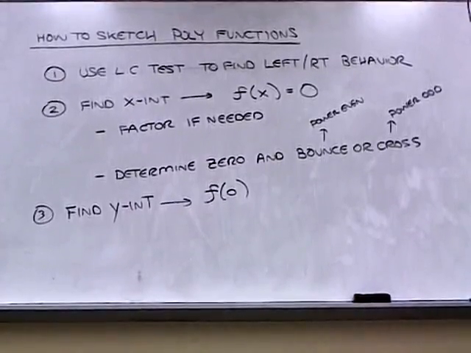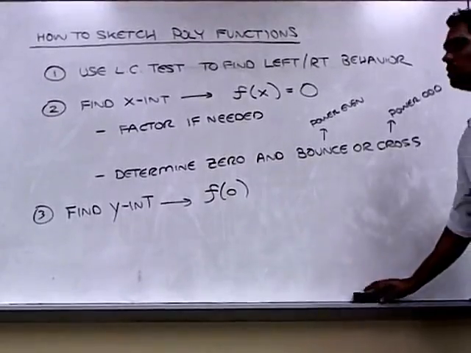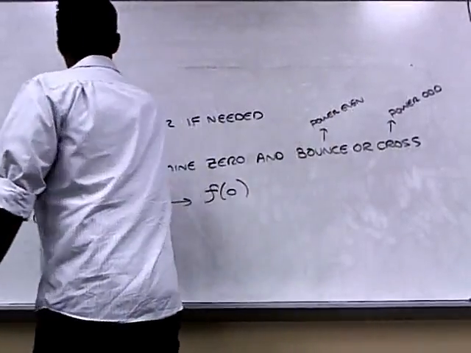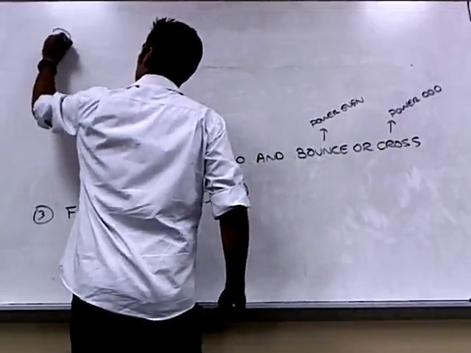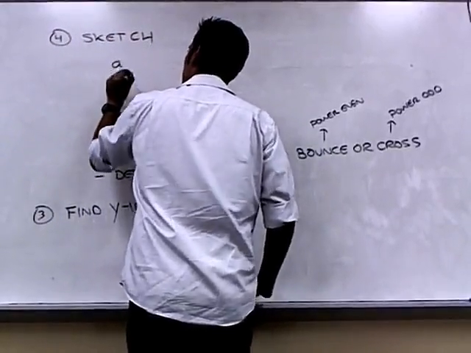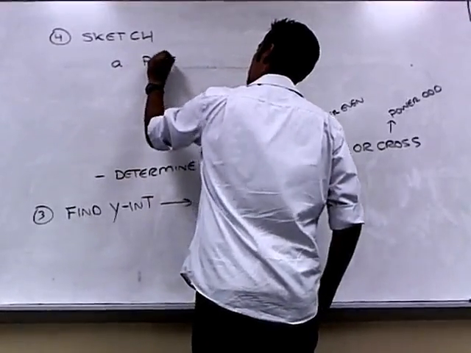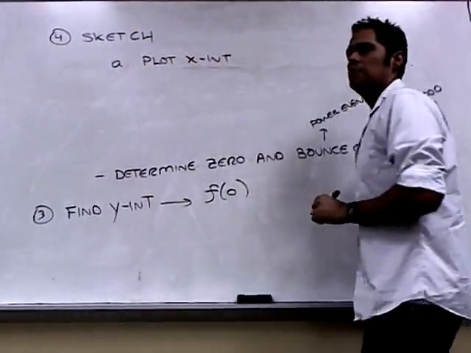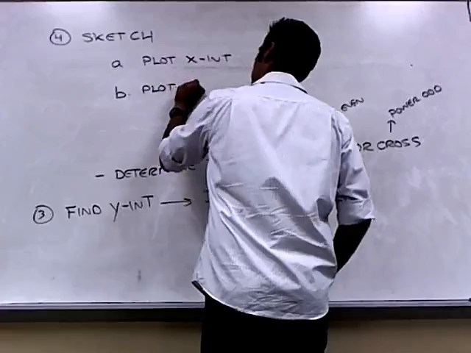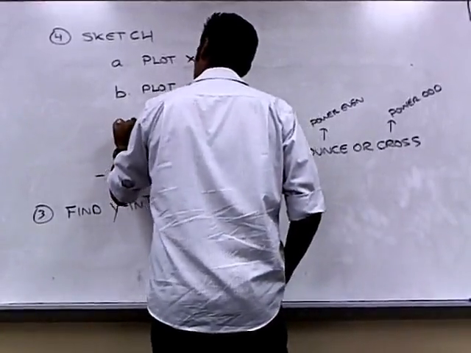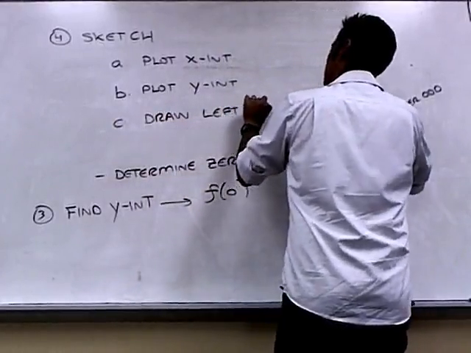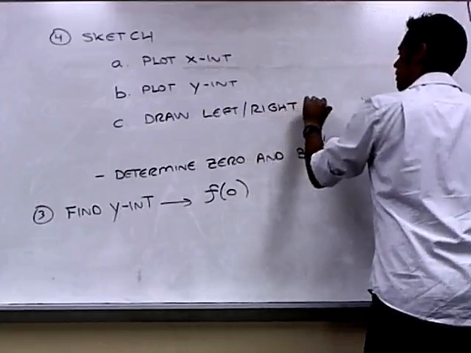And then we do a graph. At this point, we graph it. So here's what we'll do for the graph. This is step 4. I'll say sketch. In the sketch, here's the order in which you should do things. First, plot x-intercepts. Put your x-intercepts down. Next thing, plot your y-intercept. Next thing, draw your left and right behavior.